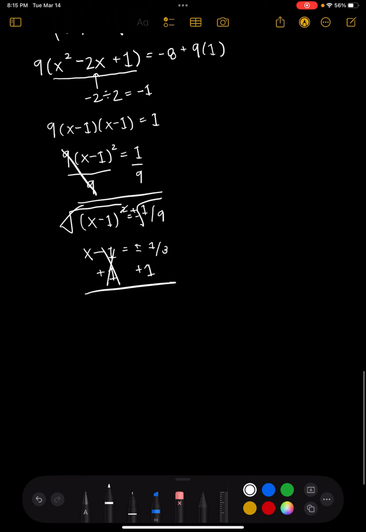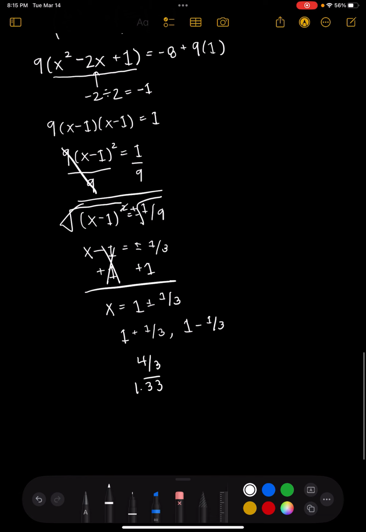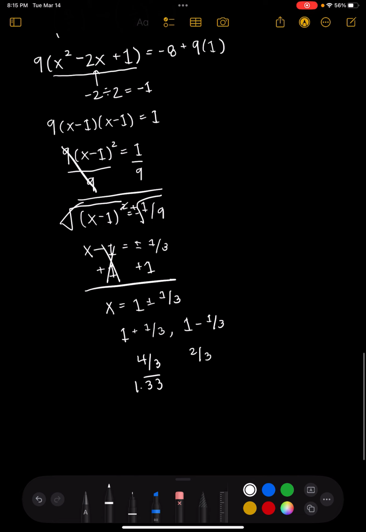And the 1s cancel out over here. I'm left with x. And then on the right side, I would have 1 plus or minus 1/3, which is the same thing as saying 1 plus 1/3 or 1 minus 1/3. 1 plus 1/3 is 4/3, or like 1.33 repeating. And 1 minus 1/3 is 2/3 or 0.66 repeating. So both of those are my answers. And this is how we solve quadratics by completing the square.